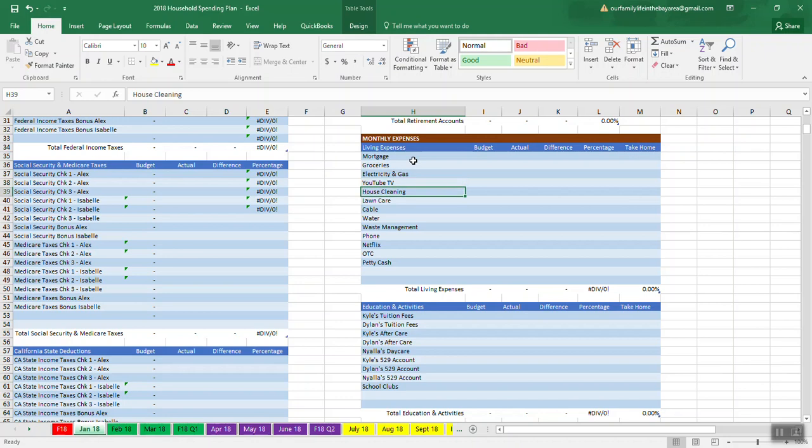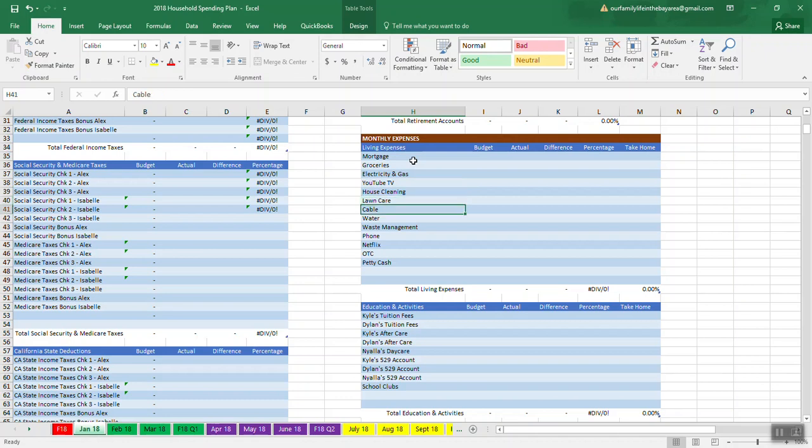And house cleaning. We used to have our house cleaned, but we kind of stopped. But I still have this line over here. We may eventually get back to it, but right now we don't really need it. So I keep this as a line item. And lawn care. We do use this. We have our lawn done every other week. So we have that.